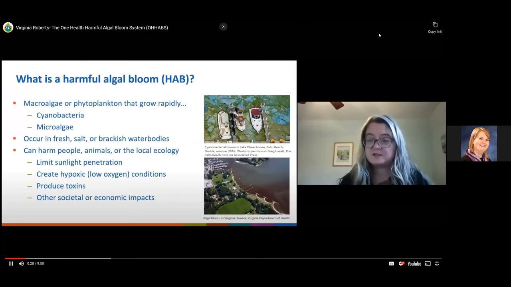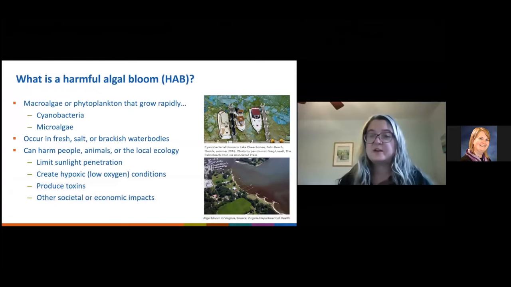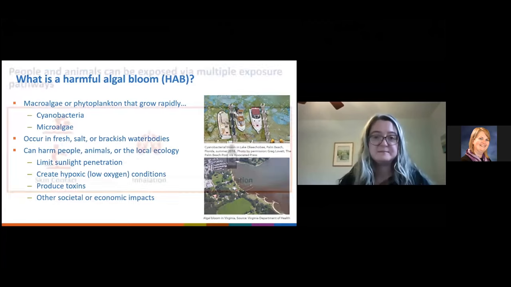Public health concerns primarily focus on two types of phytoplankton and the toxins that they can produce: cyanobacteria, sometimes called blue green algae, and microalgae, the blooms of which you might know as red tide. HABs occur throughout the United States. Cyanobacterial blooms typically occur in freshwater settings, and microalgal blooms in marine or brackish water settings.